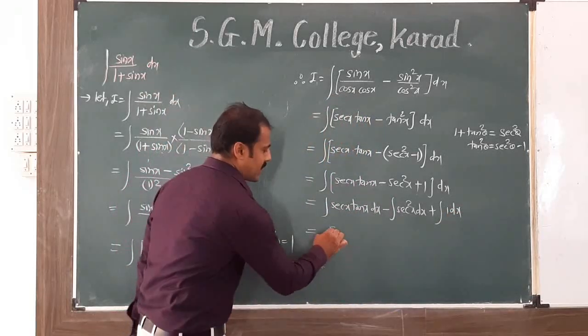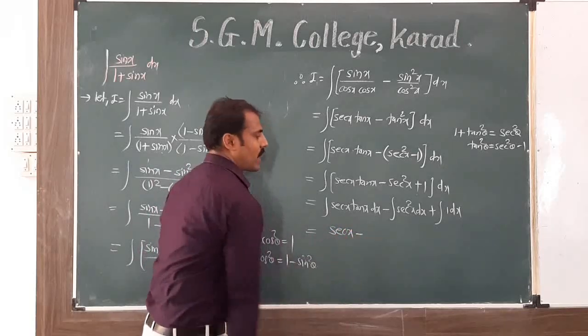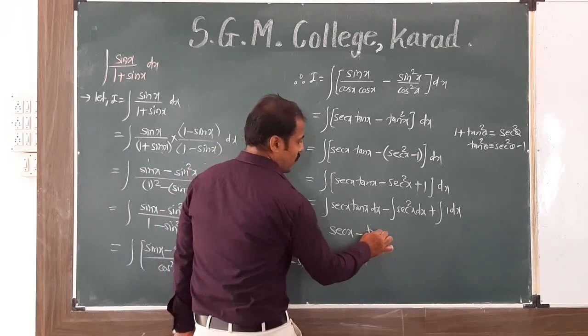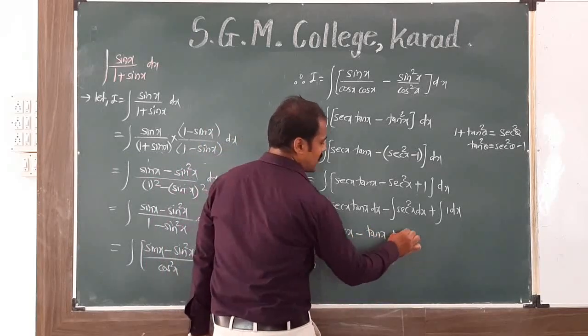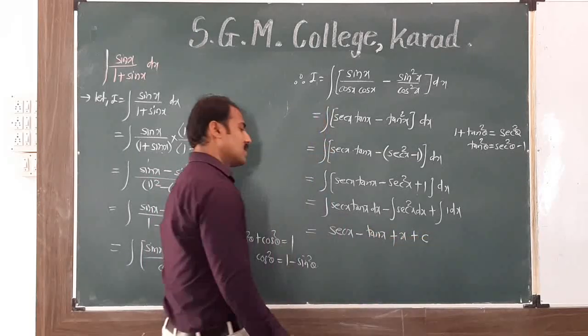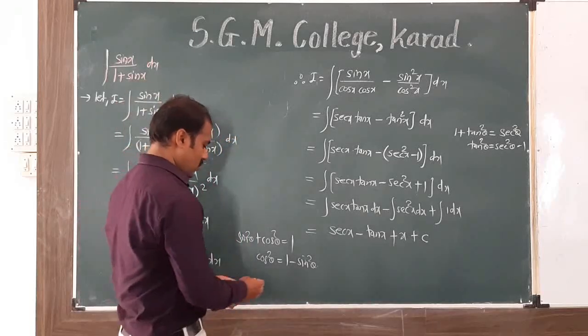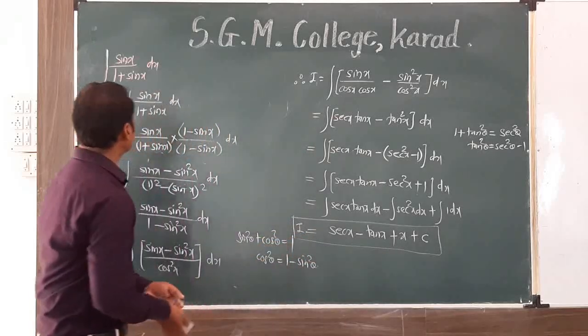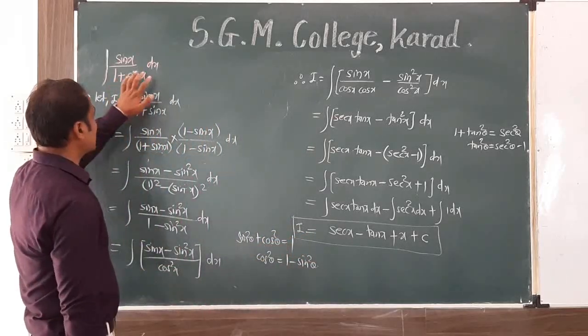Integration of sec x into tan x is sec x, minus integration of sec square x is tan x, plus integration of 1 is x, plus here is the constant of integration c, which is our final answer of the given question. Okay, integration of sin x divided by 1 plus sin x dx.